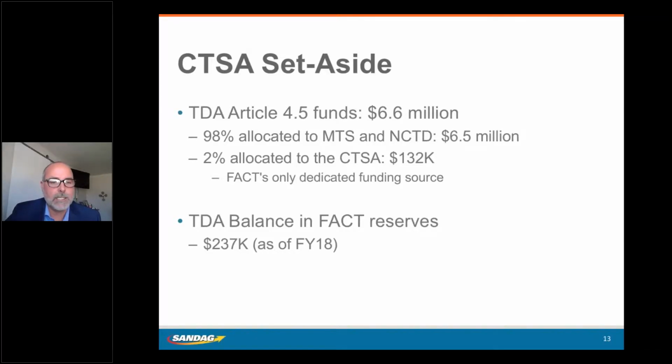We're not proposing to touch those allocations, to ensure that MTS and NCTD provide those needed dollars for them. Another one of the recommendations by the auditors was that FACT spend down that TDA balance in their reserves. As of FY18, it was $237,000. Currently, I believe it's less than $100,000. And again, SANDAG staff aren't proposing that they touch those reserves. They know that having reserves is a very important function of a small agency like themselves. Next slide.